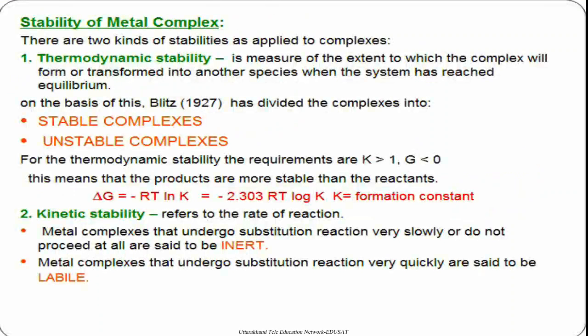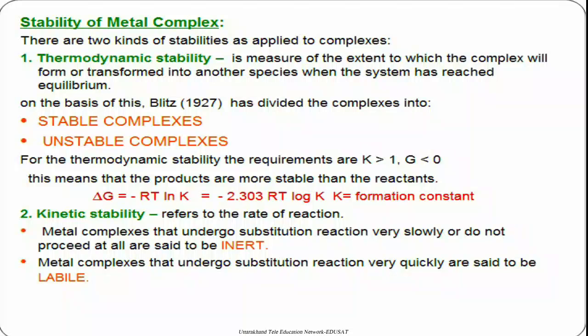Next, stability of metal complexes. In fact, there are mainly two types of stability as applied to complexes. Number one, thermodynamic stability. It is a measure of the extent to which the complex will be transformed into another species when the system has reached equilibrium.